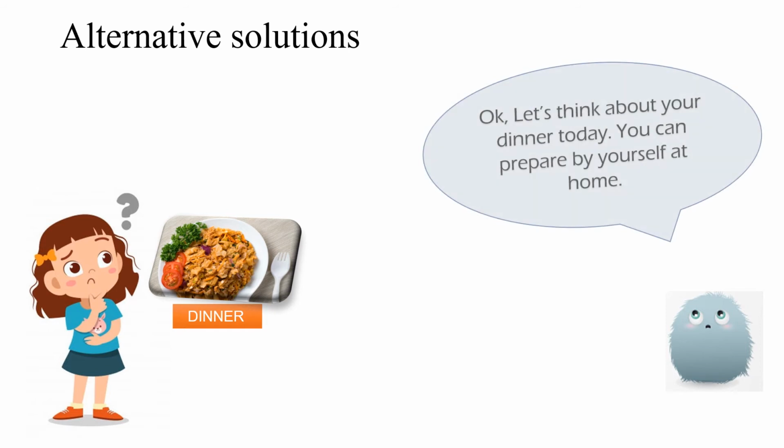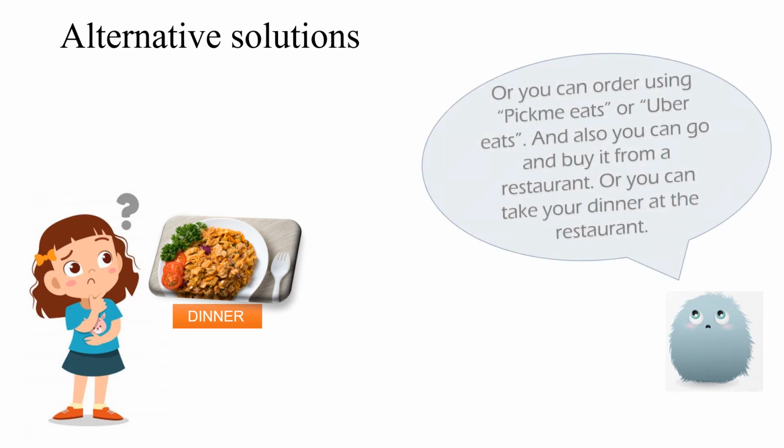Okay, let's think about your dinner today. You can prepare it by yourself at home. Or you can order using Pick Me Eats or Uber Eats. And also you can go and buy it from a restaurant. Or you can take your dinner at the restaurant.